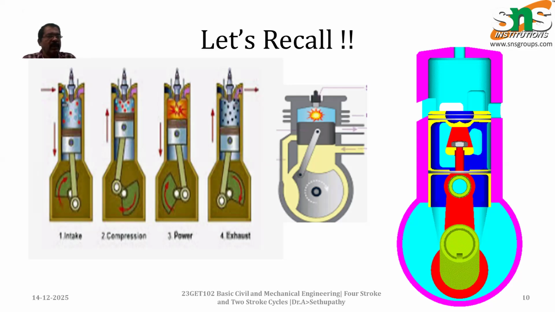So the piston movement: first, from top to bottom. In the compression stroke, the piston moves from bottom to top end of the combustion chamber. In the third, the power stroke, the piston again moves down. In the fourth, the exhaust, the piston moves upward. So the piston makes four movements, and each two movements make one revolution. So every four strokes give one power stroke of the engine. That is the four-stroke engine.